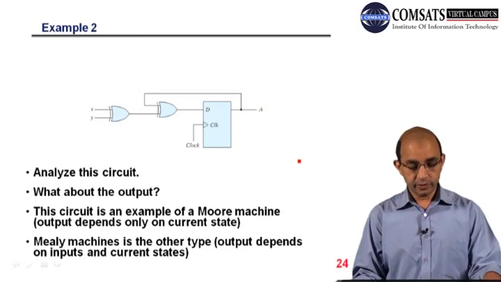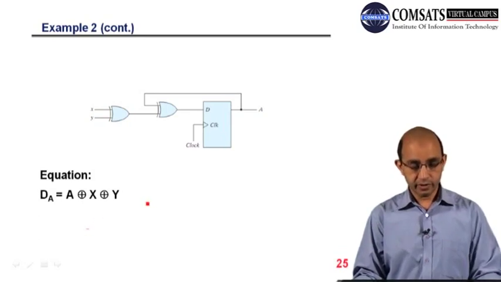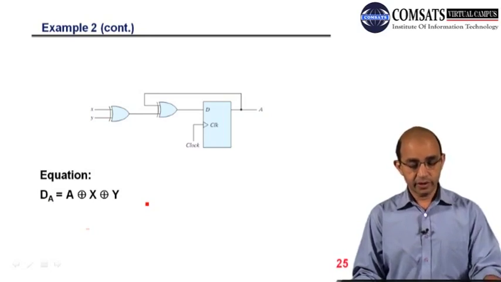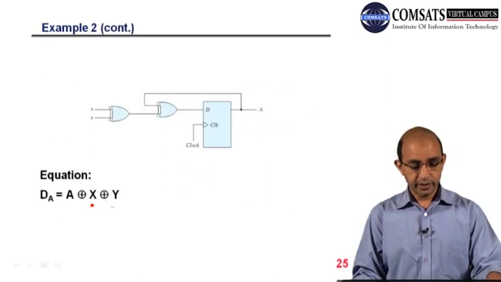What is the output? Here we have some additional dimension: we have to find the type of machine over here. So this is the equation, the state equation. You can see we have only one flip-flop, A. So A XOR X XOR Y. So we have two inputs, which is something different, because in the previous example we had only one input.